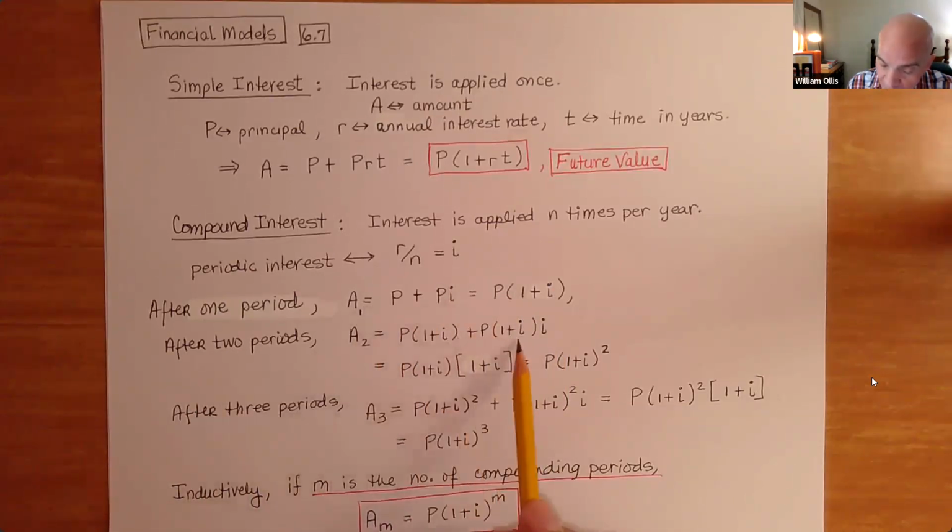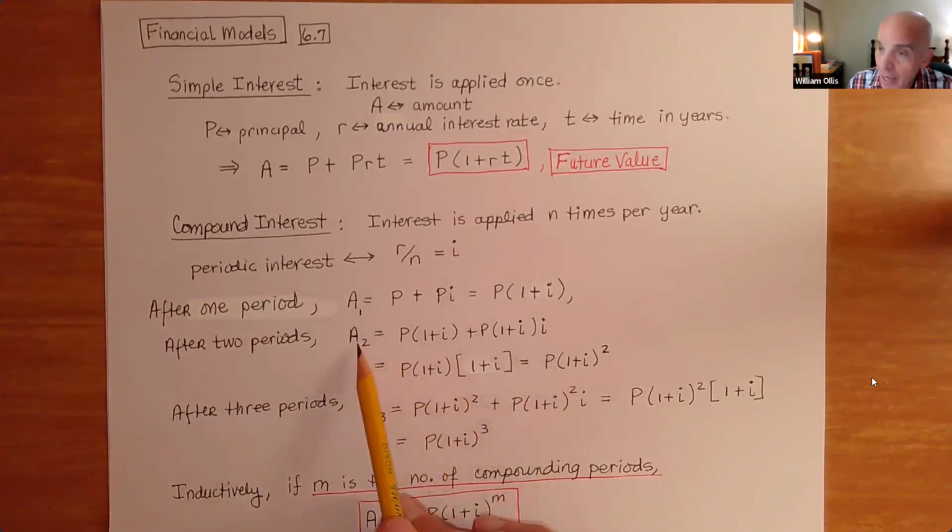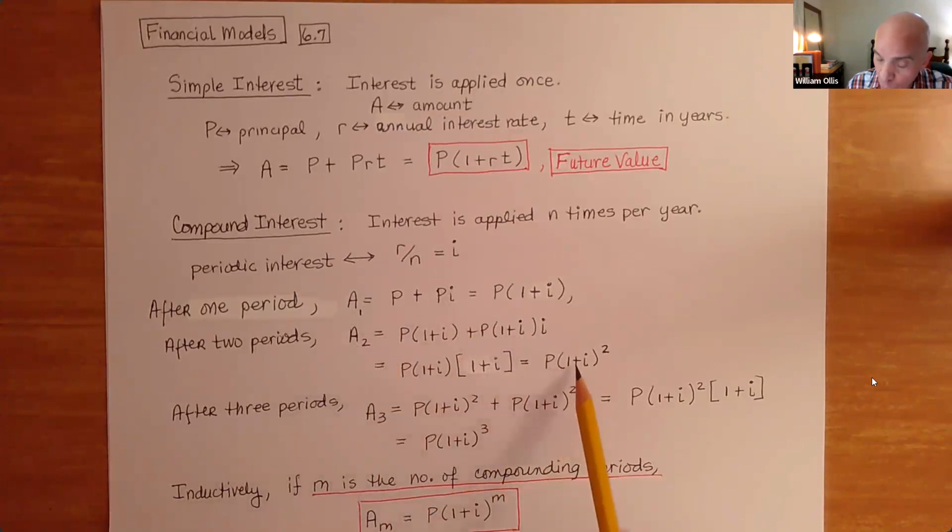So what you're seeing is when we factor the P times the 1 plus I, we have 1 and the I left over. And therefore, we generate a second copy of 1 plus I. So now for the amount after 2 applications of interest, we have P times 1 plus I raised to the second power. Okay, now that seems to be setting up some type of pattern.